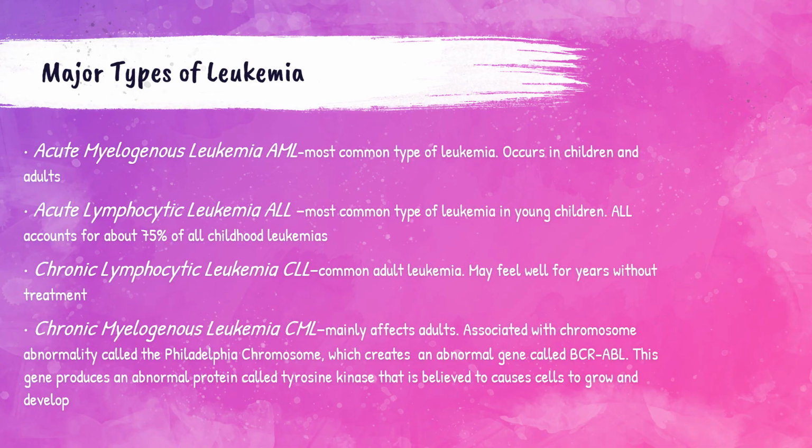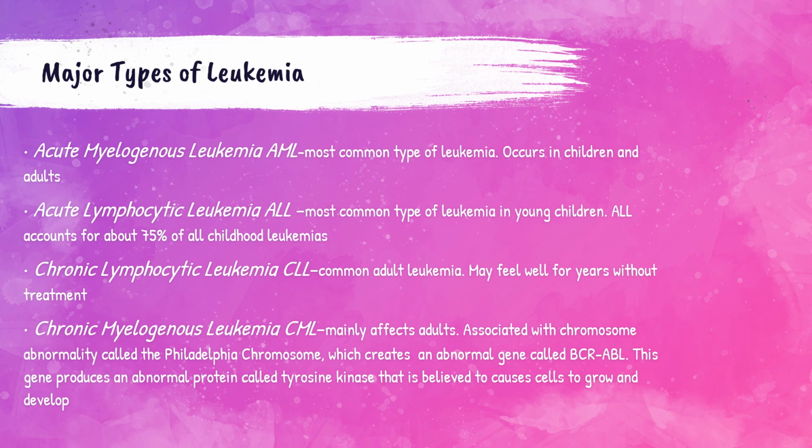There are four major types of leukemia. Acute myelogenous leukemia, or AML, is the most common type of leukemia. It occurs in children and adults. Acute lymphocytic leukemia, or ALL, is the most common type of leukemia occurring in young children. Around 75% of all childhood leukemias are ALL.